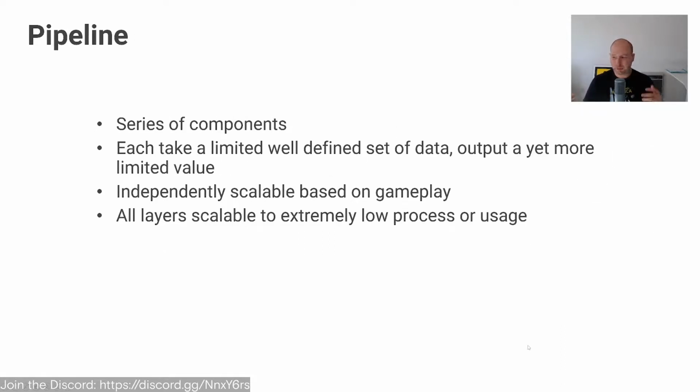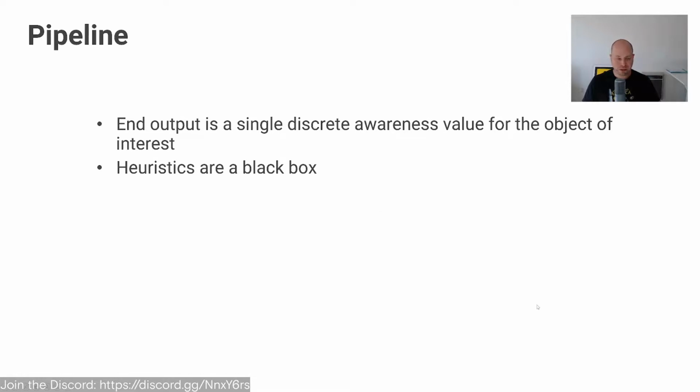So the pipeline is set up of a series of components, and each one of them takes in a well-defined data set and outputs a more limited value. It's almost like little funnels that go into other funnels, and each funnel gets smaller, and eventually you get a go left, or shoot, or whatever it might be. And each layer is scalable depending on the amount of performance you have available to allocate to it. The end output is essentially just a discrete awareness value for the object of interest.